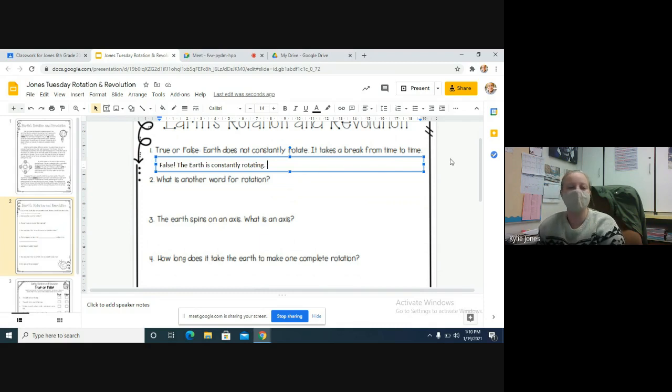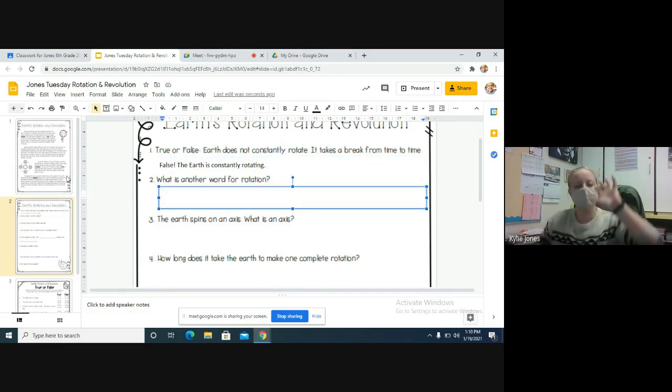Okay, our next one. What is another word for rotation? So rotating means to move around. Good. Rotating also means spinning. It's like the basketball analogy, where the basketball is spinning on a finger, the Earth is rotating around the axis. So another word is spins. I think it's looking specifically for spins, though. I don't need complete sentences today. We're just going to work through this together.